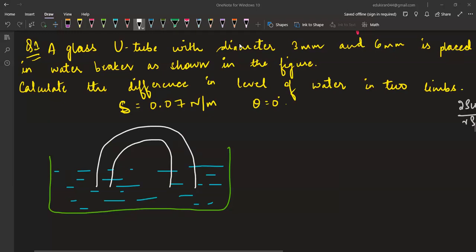All right. Now, this question says we had started with capillarity. Let's complete this. A glass tube, one or two questions we have to discuss. Then we'll start with hydrodynamics. I want to start with viscosity now.